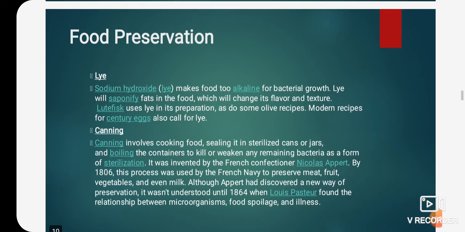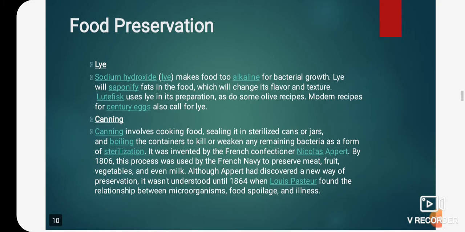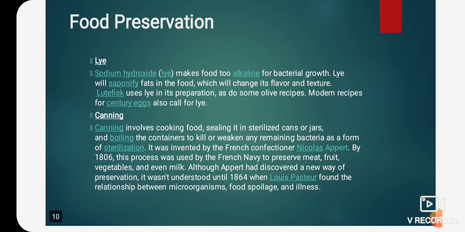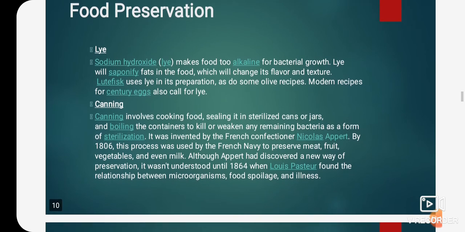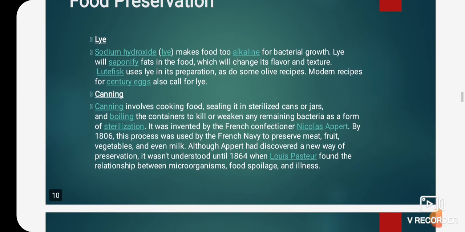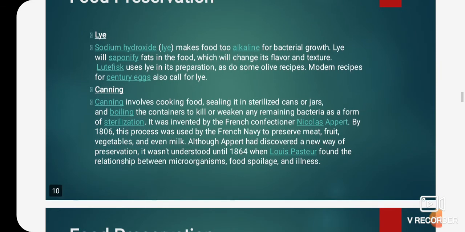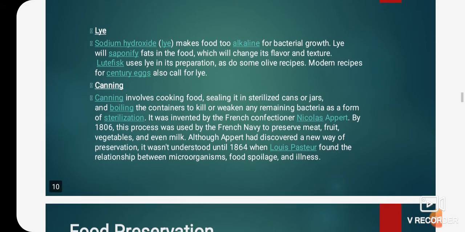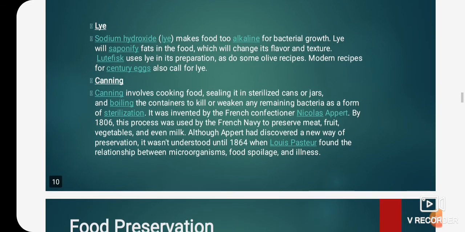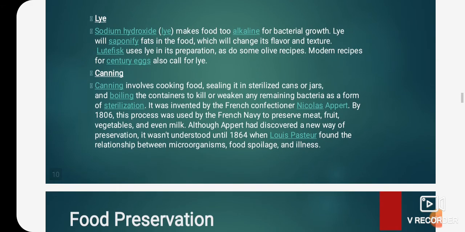Canning. Canning involves cooking food, sealing it in sterilized cans or jars, and boiling the containers to kill or weaken any remaining bacteria as a form of sterilization. It was invented by the French confectioner Nicolas Appert by 1806. This process was used by the French Navy to preserve meat, fruit, vegetables, and even milk.